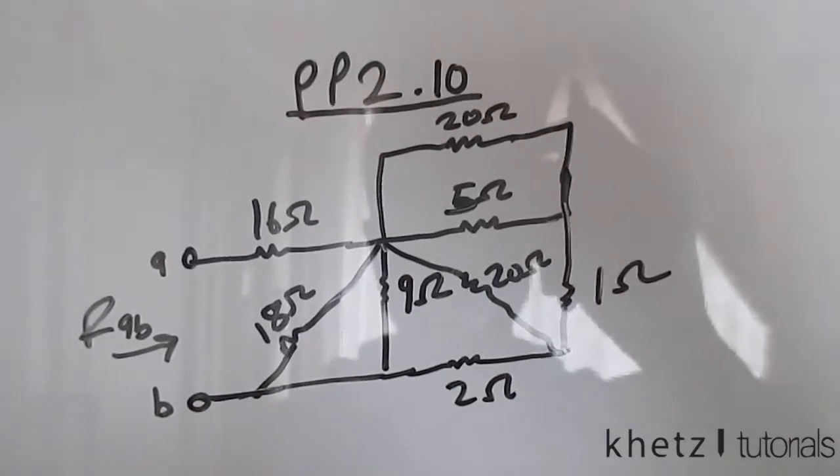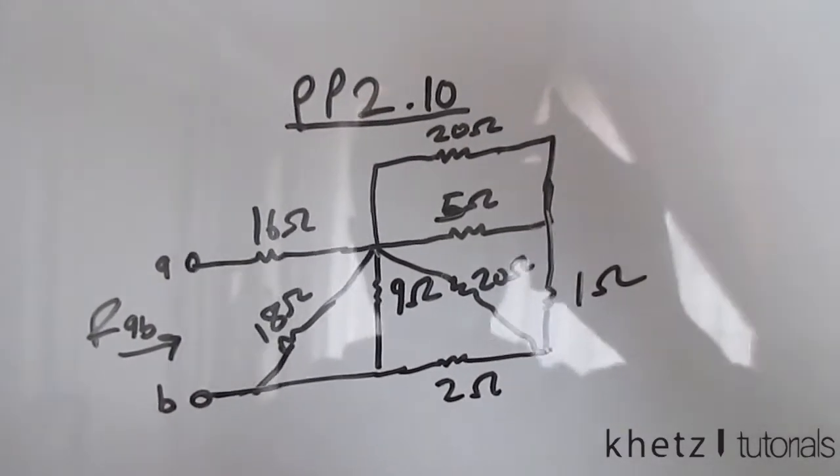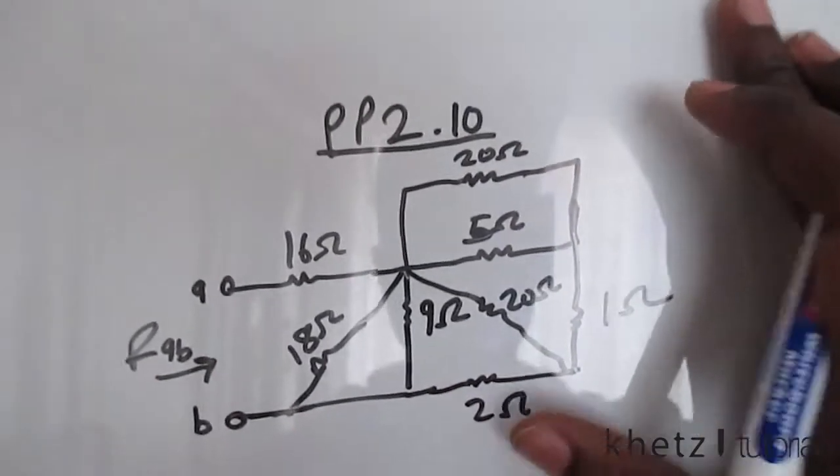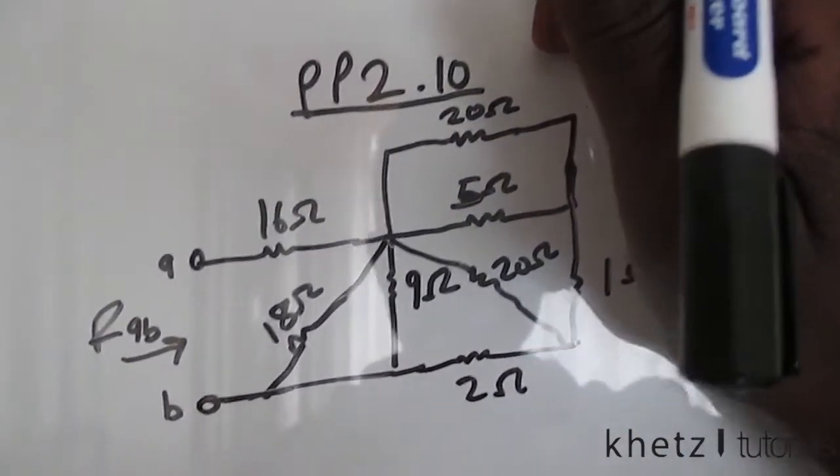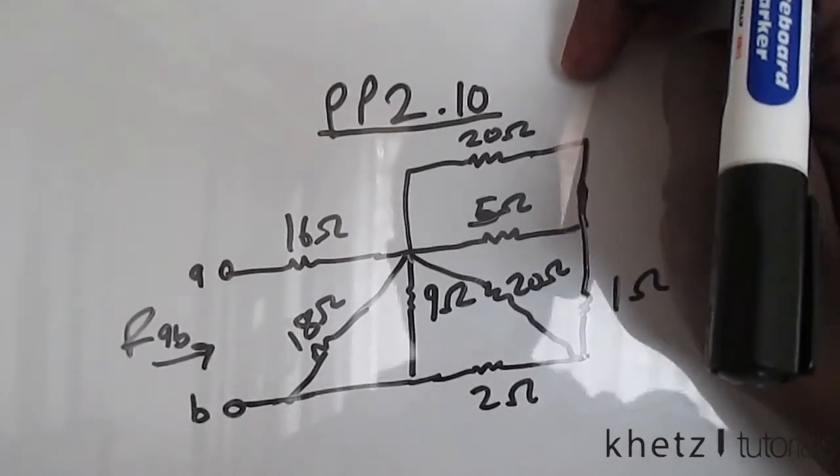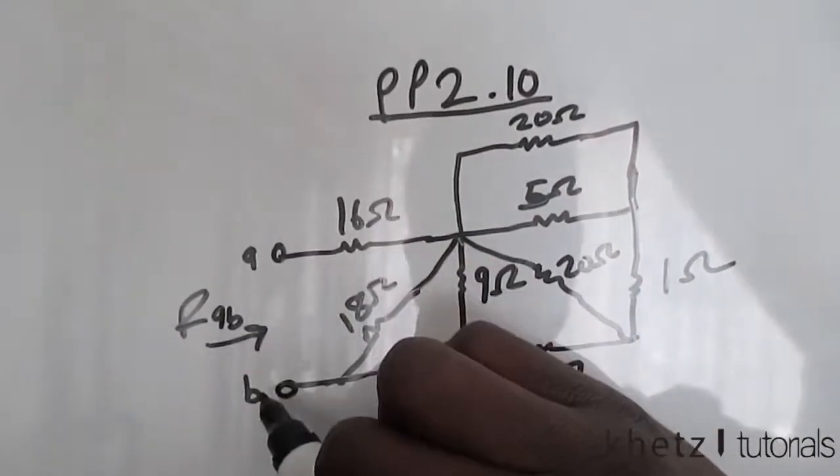Welcome to CATS Tutorials. In this video, we're going to be covering practice problem 2.10. Now we are asked to find the equivalent resistance across terminals A and B, or AB.